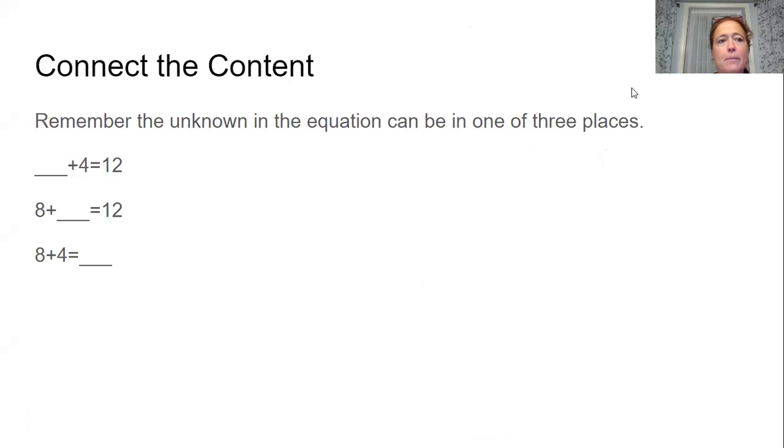Just as a reminder, you remember the unknown in the equation can be in one of three places. It can be in the first position, the second, or in the third or the answer position.